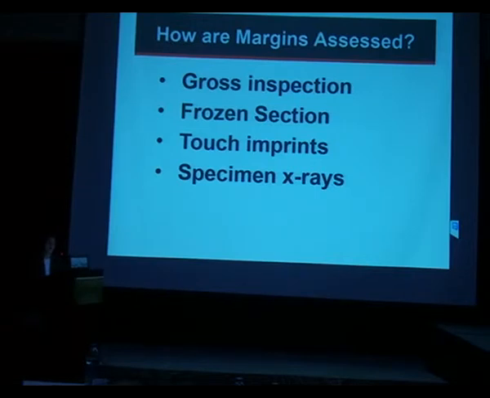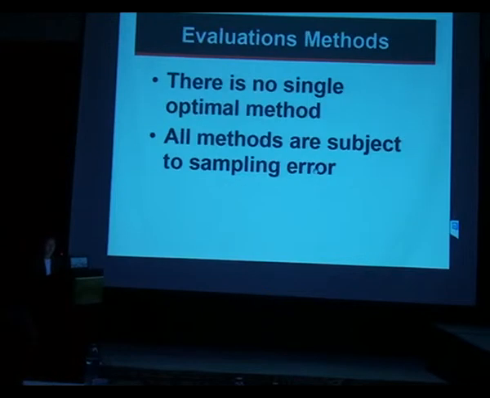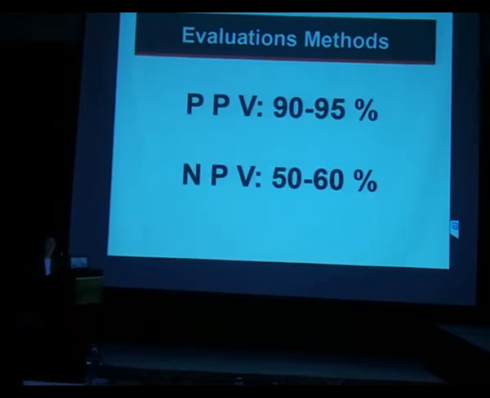And based on the gross inspection findings, we can do frozen section, we can do touch imprints, and we can do specimen x-rays. And again, there is no single best method. All methods are subject to sampling error. And if you look at all methods together, our positive predictive value is 90 to 95%.